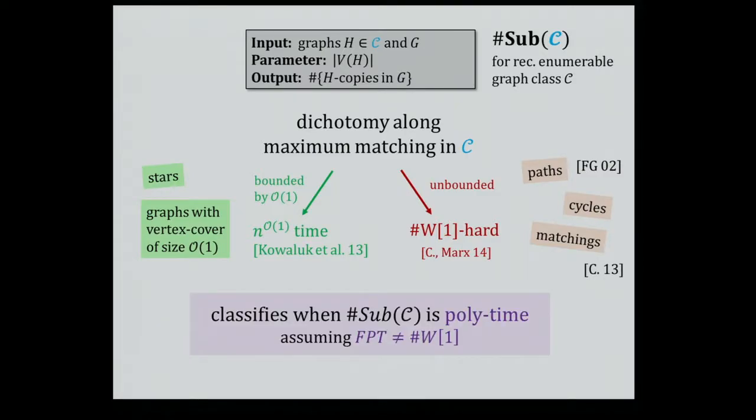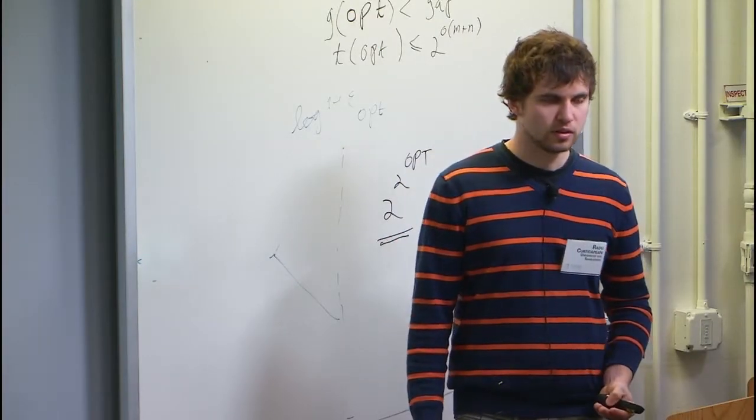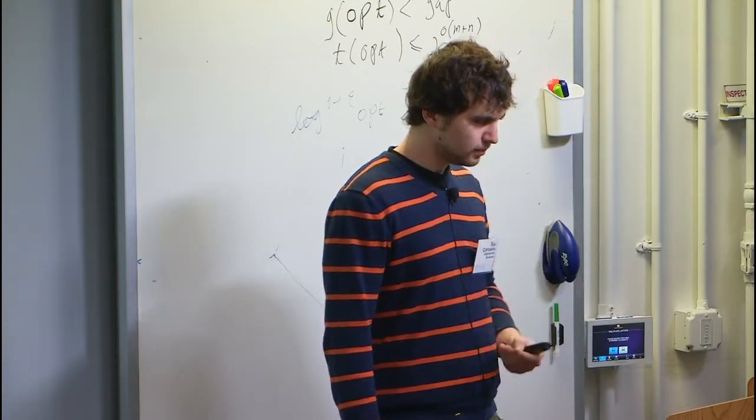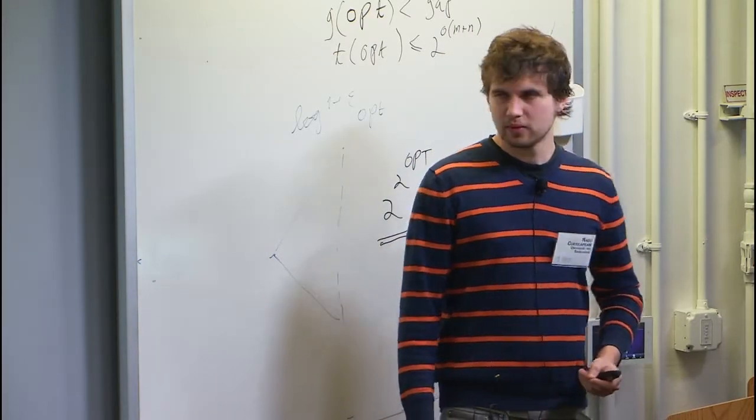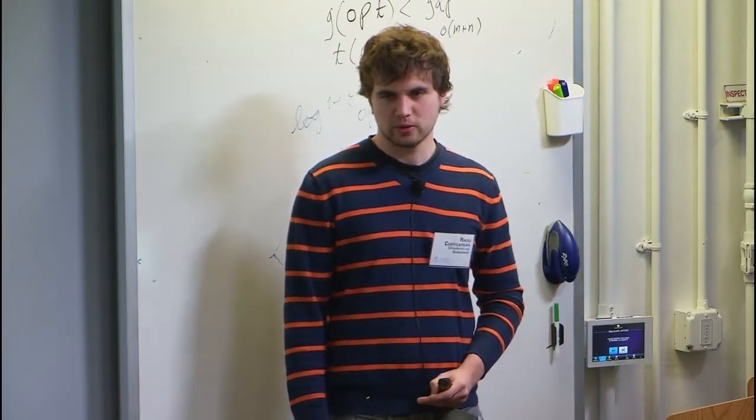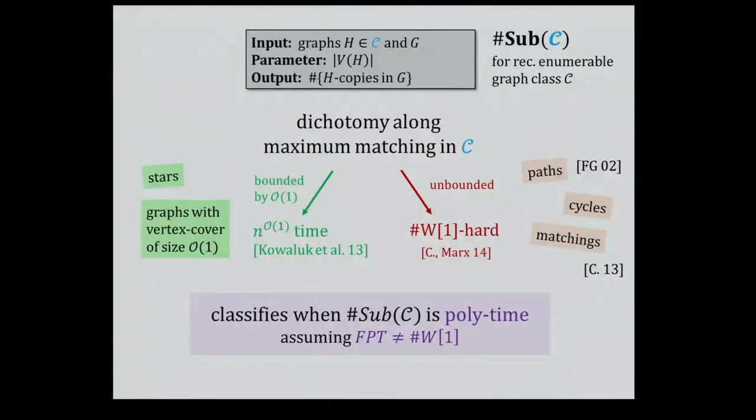What is somewhat interesting is that this dichotomy, which I've sketched here, actually classifies exactly when the problem of counting subgraphs from a fixed class is polynomial time solvable, if you're willing to assume that FPT is not equal to sharp W1. So you take an assumption from parameterized complexity, and you end up with a classification for polynomial time solvability. So even if you're not interested in FPT at all, this could be a reason for studying it, because you actually get results in classical complexity from it.